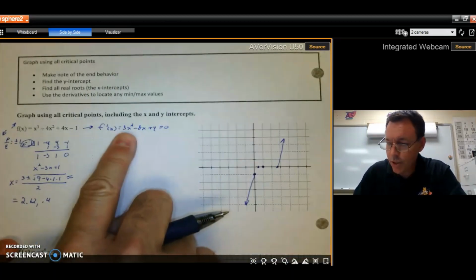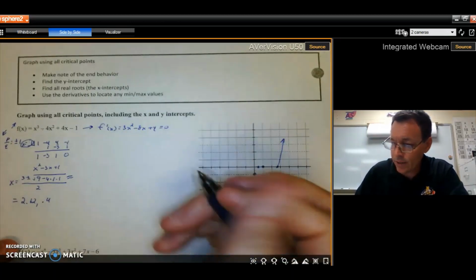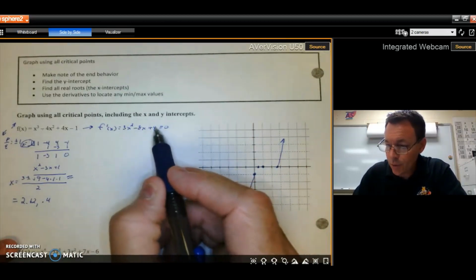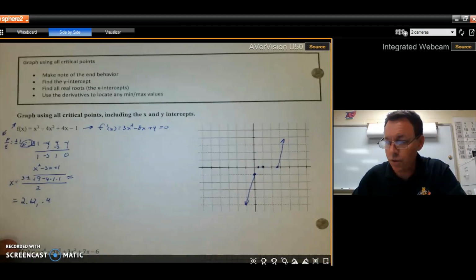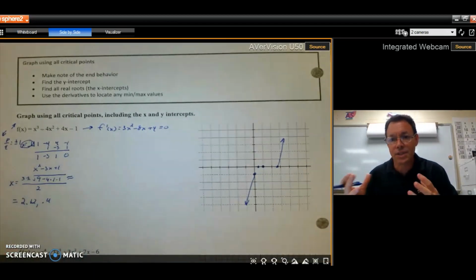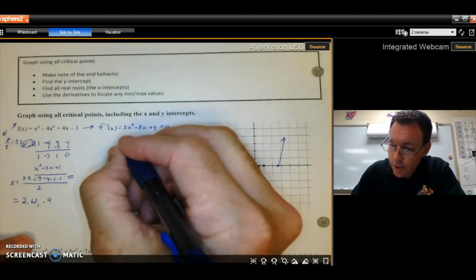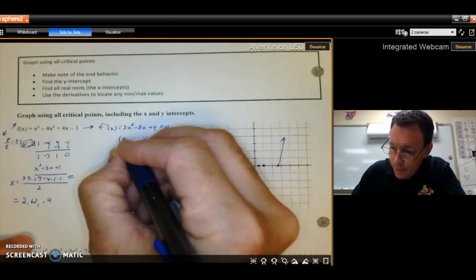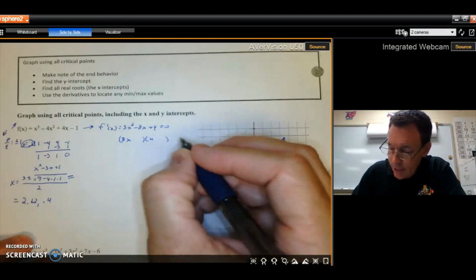This is a quadratic, so we're going to see if we can factor this. This does factor. If you do 3 times 4, you'll get 12. There are factors of 12 that add up to -8. It'd be like -6 and -2. So you can do the factor by grouping if you want. I'm just going to do guess and check. It's a 3x and then x.